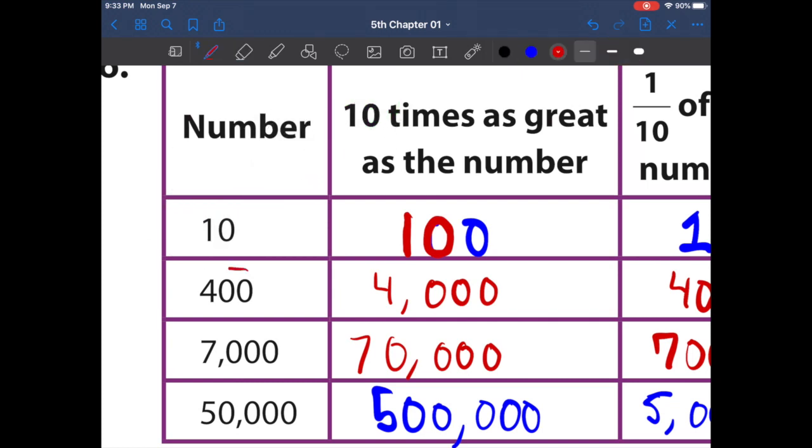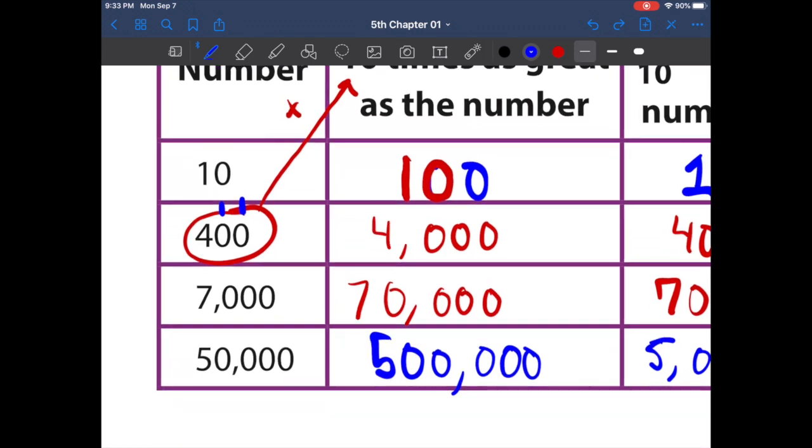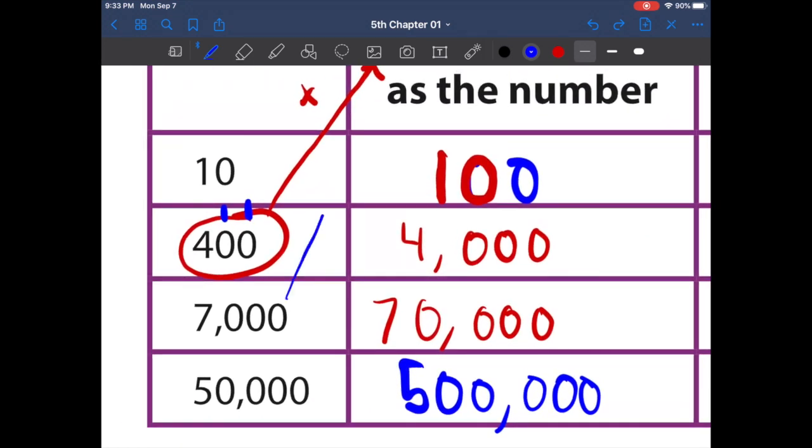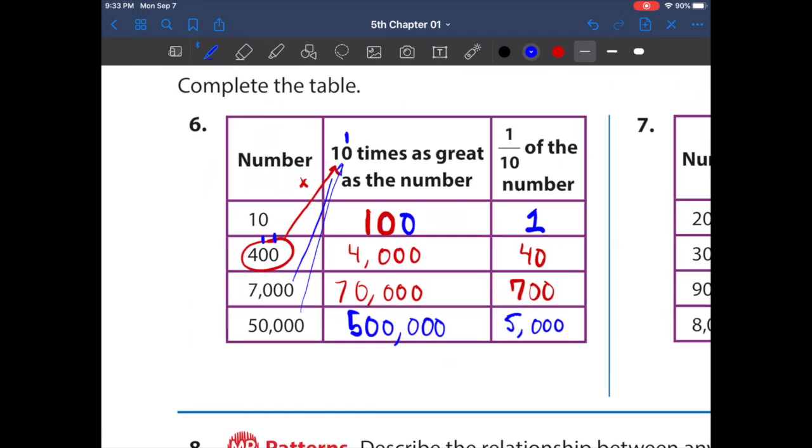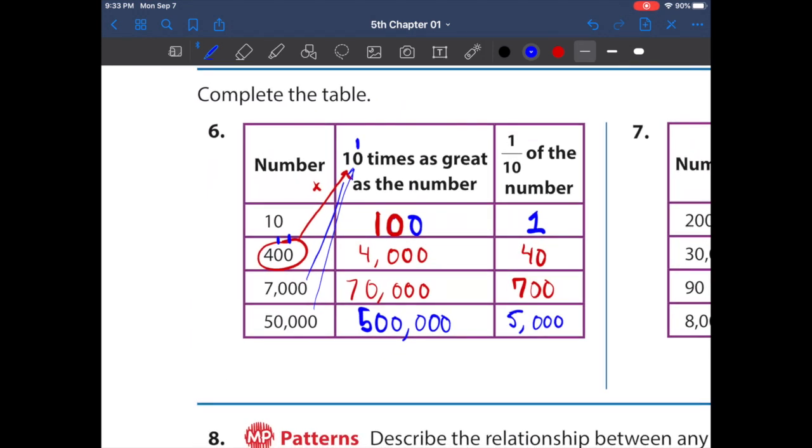Now let's try it again, this time with 400. I did 400 times 10. How many zeros do I have in this question? I have 2 zeros, and in my answer I have 3 zeros. So 400 times 10 gave me 4,000. 7,000 times 10 gave me 70,000. 50,000 times 10 gives me 500,000. All right, that was just a little simple trick, and we'll practice it. I know this is just our first lesson, but we'll get it.